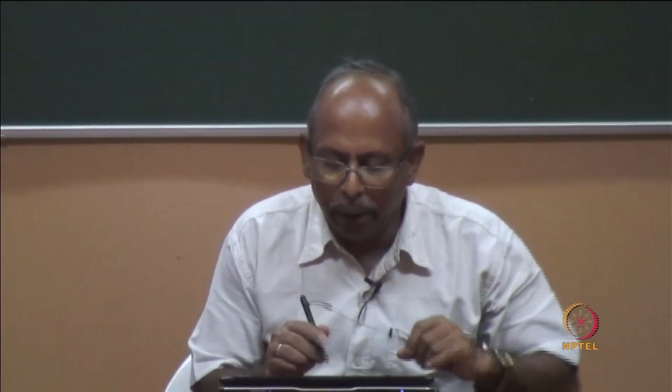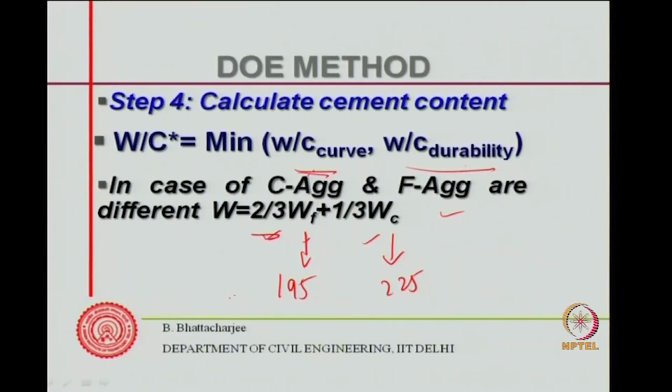So that's how I go about it, and therefore 2/3 of 195 plus 1/3 of 225, which will work out to 130 plus 75, which will make it 205 kg per meter cube. So it will be 205 kg per meter cube, but it will depend upon what type of aggregates you have.